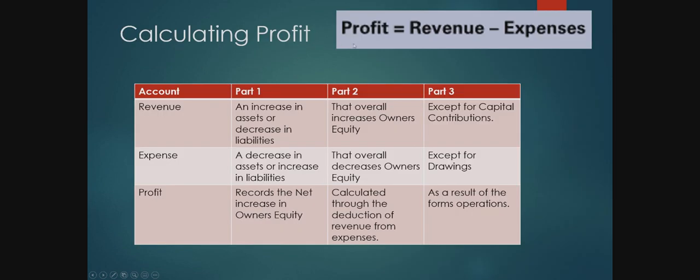So, calculating profit is done by doing revenues take away expenses. Now, what is a revenue? As before, I've broken it up into three parts to help you out. So, revenue is an increase in an asset or a decrease in a liability. That overall increases our owner's equity. The only exception to the rule is capital contributions. While an expense is a decrease in assets or an increase in liabilities, that overall decreases owner's equity. The only exception to this rule is drawings. And profits are merely the records of the net increase in owner's equity, calculated through the deduction of expenses from revenues as a result of the operations.